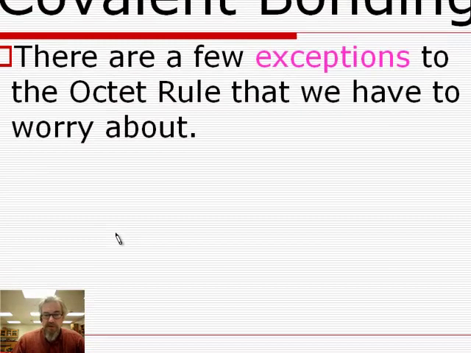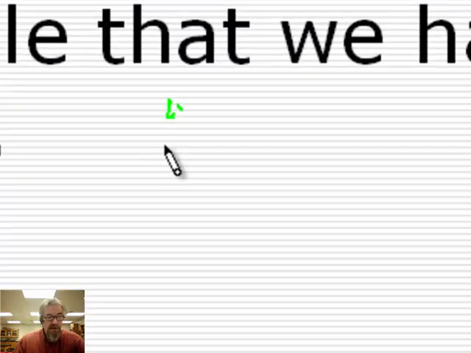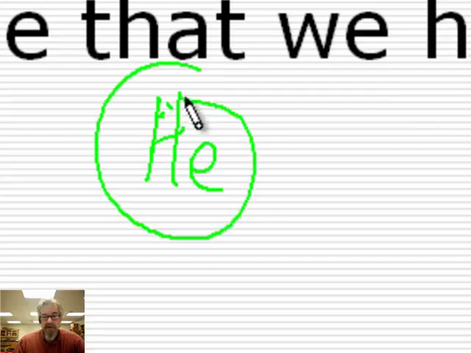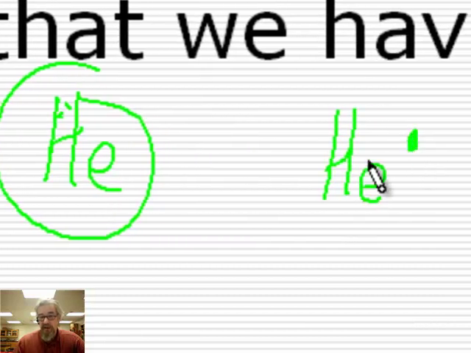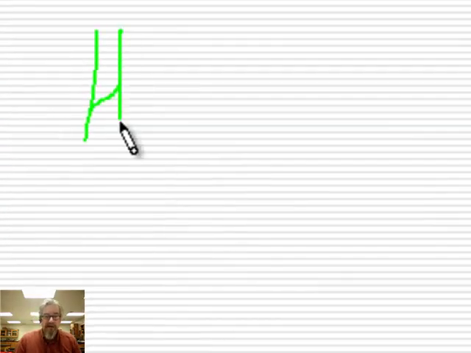There are a few exceptions to the octet rule that we have to worry about, and they all have to do with helium. Every one of them has helium as its closest noble gas. Helium only has a full duet, 2 electrons. That's its Lewis dot notation. It's stable with only 2 dots. The exceptions to the rule are the elements closest to helium. Hydrogen is the most common example. Hydrogen is stable with only 2 electrons. So if hydrogen makes a bond, it's stable.